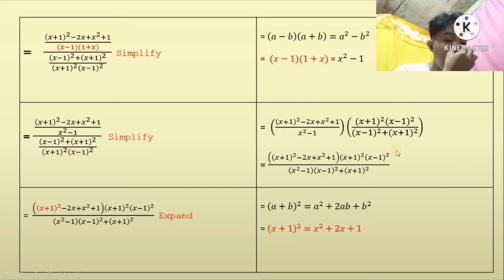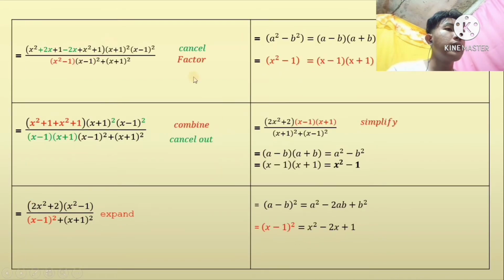So let's calculate. So it will become (x plus 1 minus 2x plus x squared plus 1) times the square root of x plus 1 times the square root of x minus 1 over (x squared minus 1) times (the square root of x minus 1 plus the square root of x plus 1). So expand this, our equation will be like this. So expand the expression (x plus 1) squared, using (a plus b) squared is equal to a squared plus 2ab plus b squared. So the expanded form will become x squared plus 2x plus 1.